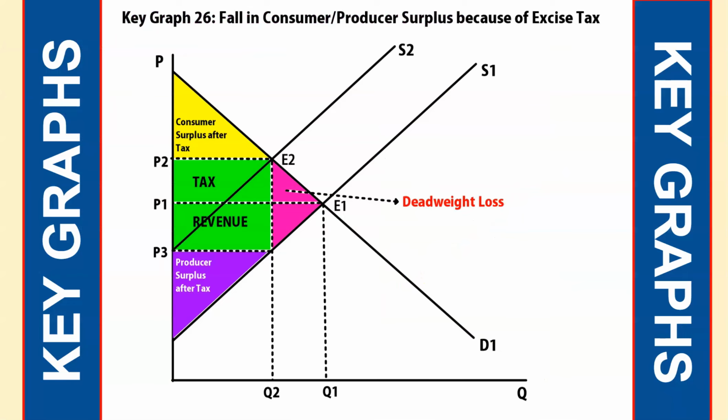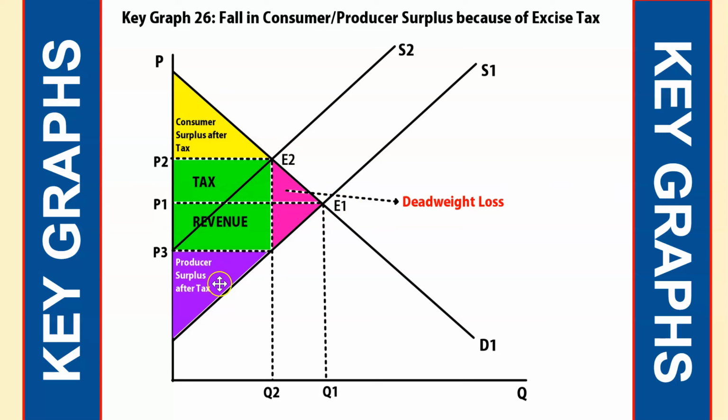And that leads us to this key graph, 26. Notice when the tax is implemented, and this is very similar to the graph we saw earlier, supply curve shifts, people are paying P2. The producers are receiving revenue from P3. What we had as a price point at equilibrium in perfect competition was P1. And so both are bearing the burden of this tax fairly equally.